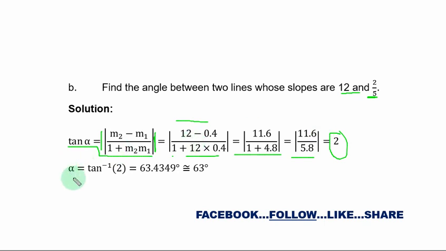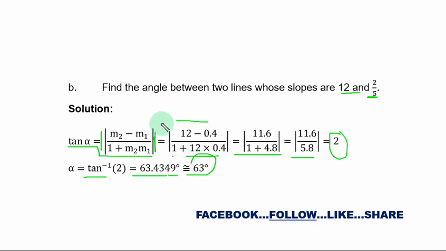To get alpha, you need to take the inverse of tangent of 2, so alpha is equal to inverse tangent of 2. That gives 63.4349. To the nearest degree, you have 63 degrees.